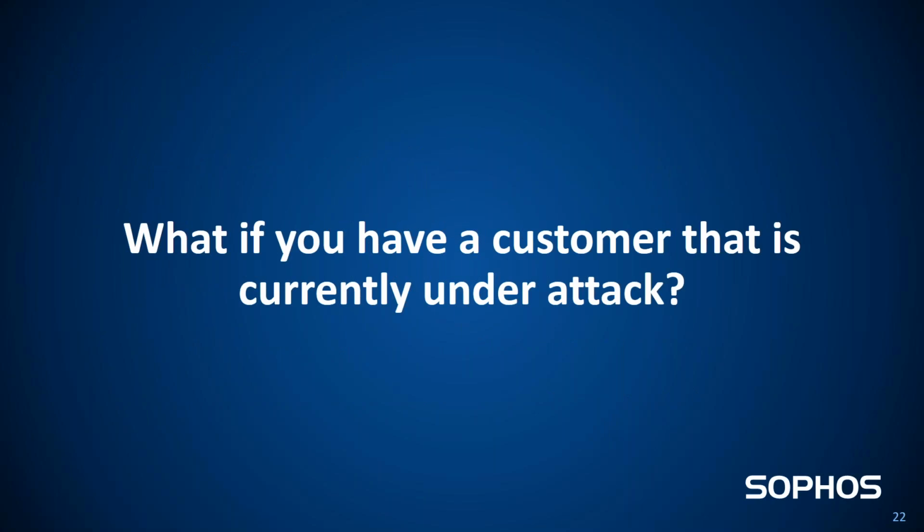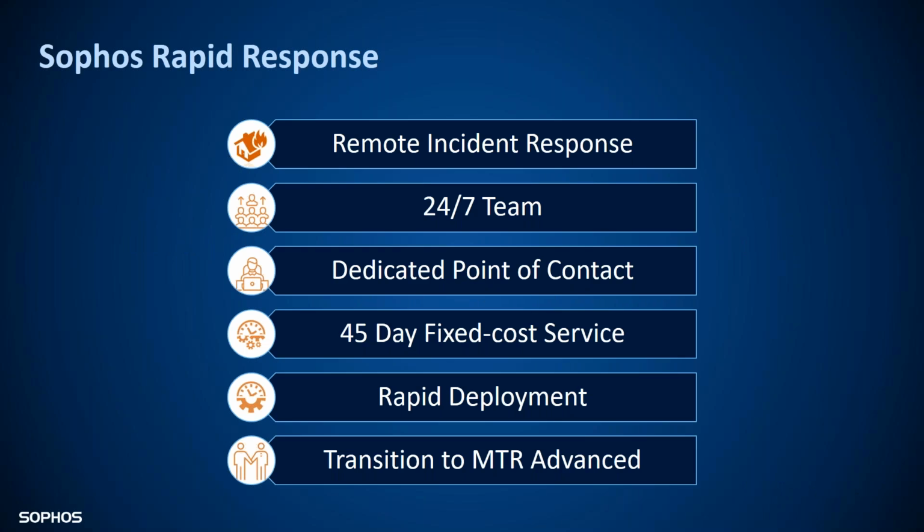A lot of times people ask, what if I have a customer that's currently under attack? Well, if you're currently under attack, Sophos has a service called Rapid Response. With Sophos Rapid Response, this remote incident response is a 24/7 team as well. You'd get a dedicated point of contact. It's a 45-day fixed cost service. Within that 45 days, we neutralize the threat for you, and we continue using our MTR service for 45 days to monitor your network to make sure that nothing else happens.